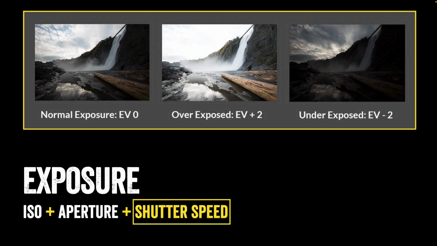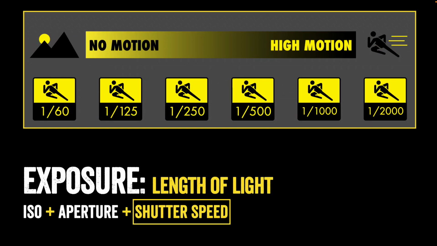The last setting we need to learn about is the shutter speed. That's the length of time light is hitting the sensor. Shutter speed is also used to stop motion. The faster the subject is moving, the faster the shutter speed needs to be. Shutter speed has a huge range.